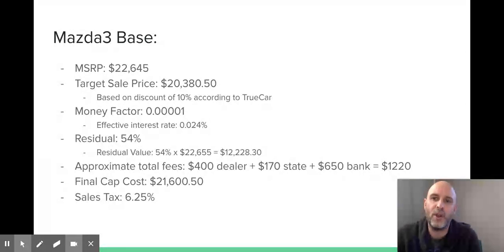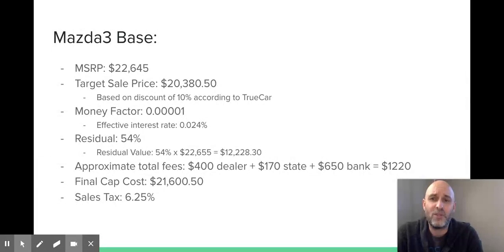We talked earlier about multiplying that money factor times 2,400 to get the interest rate. The interest rate is 0.024%, basically zero. It's going to be a finance charge of under $1 a month. And why would they do this? The reason they do it is because of the next line.